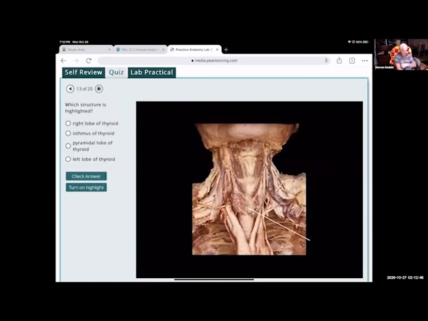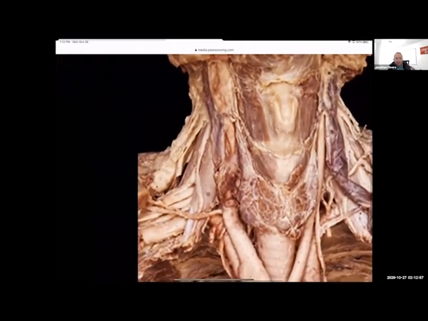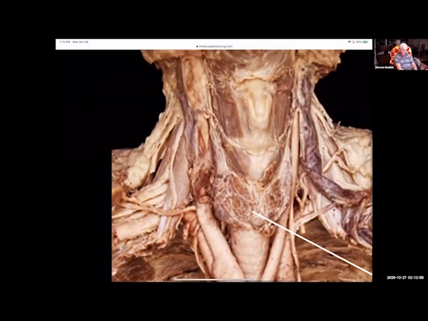All right. Let's turn on the highlights. That area right there, isthmus of the thyroid. Okay. Because here's your right lobe, your left lobe, your pyramidal lobe of the thyroid, and the isthmus is what connects us. Now, if you look at this, you can see the thyroid cartilage.